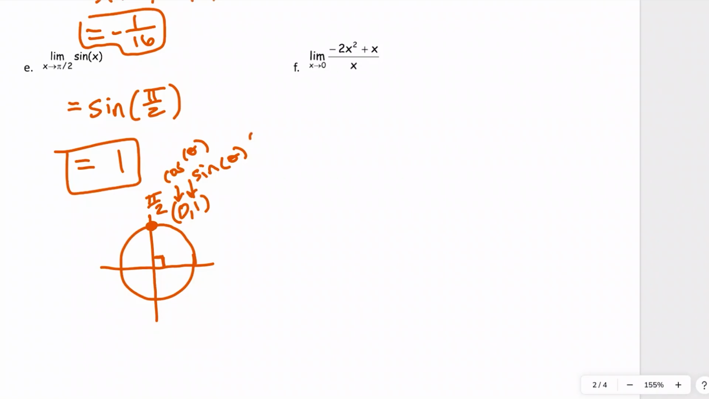There's a lot more to it there. You might want to go back and review your pre-calculus trigonometry stuff about the unit circle if you really have no recollection of what I'm talking about here. Okay, one last one here.